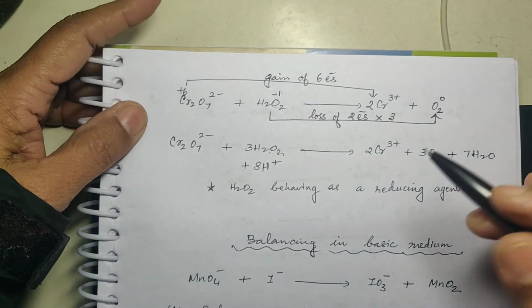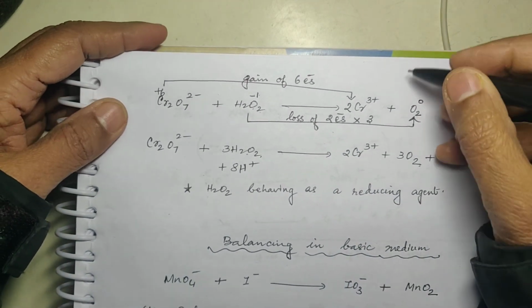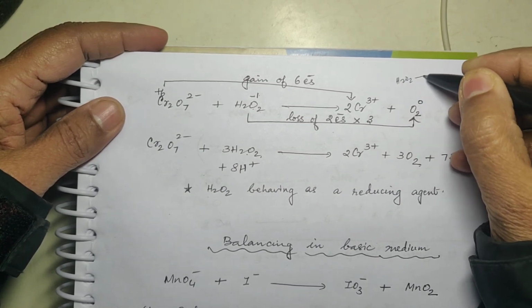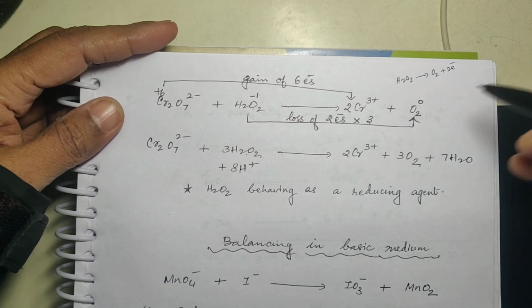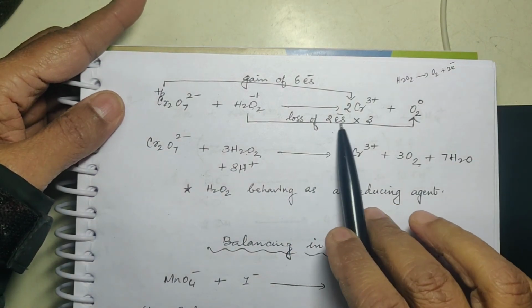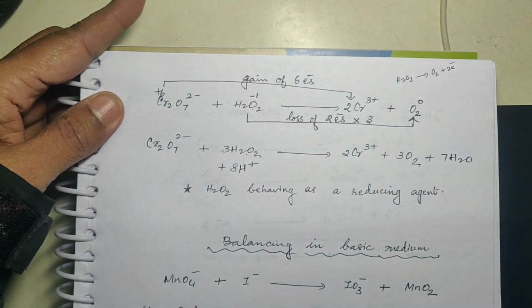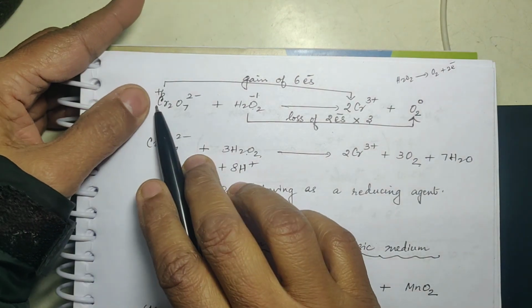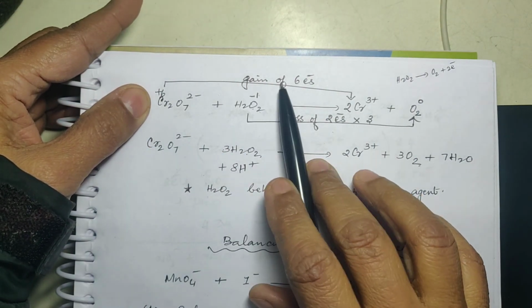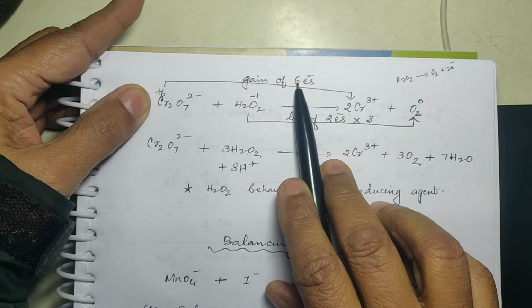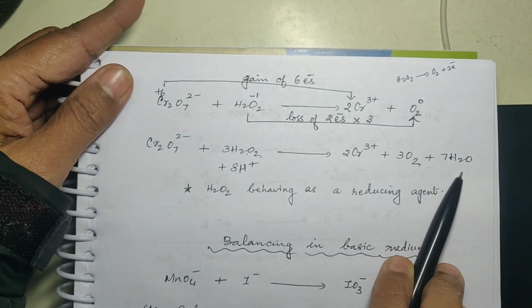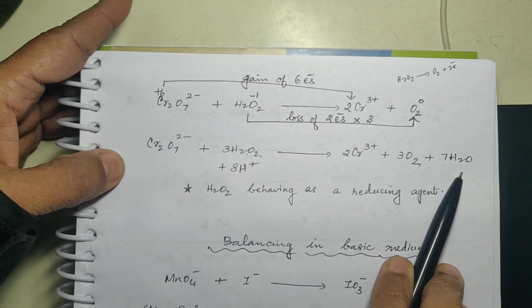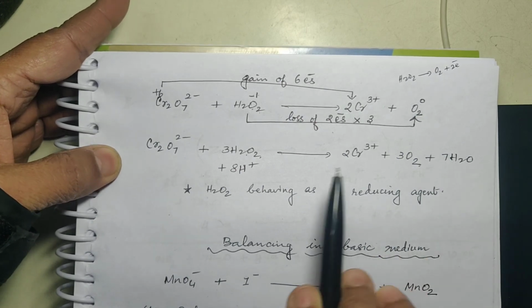If you have to write it as an individual reaction, you will write it like this: H2O2 giving you O2 plus 2 electrons. This is how you will write, right? So that's why I have written loss of 2 electrons. Then plus 6 to plus 3, this you already know, gain of 6 electrons. Here it is 2, here it is 6. So you multiply this equation by 3 and rewrite it, and then accordingly water and H plus are added. That is quite simple.